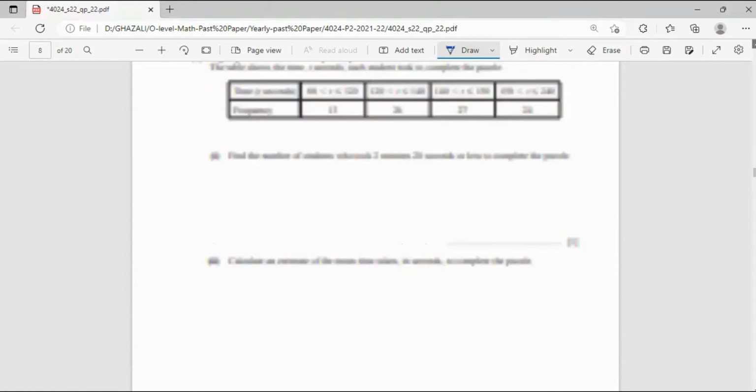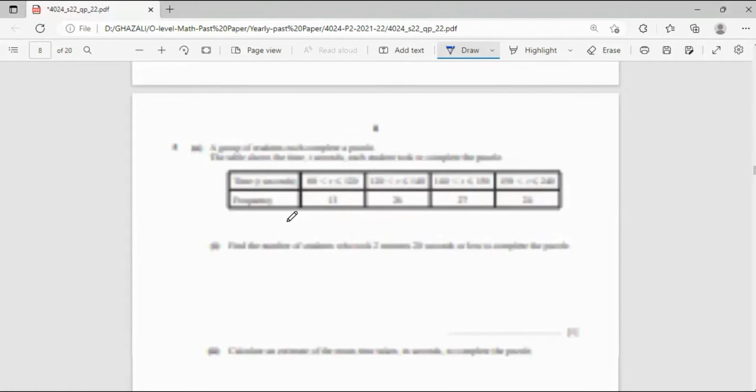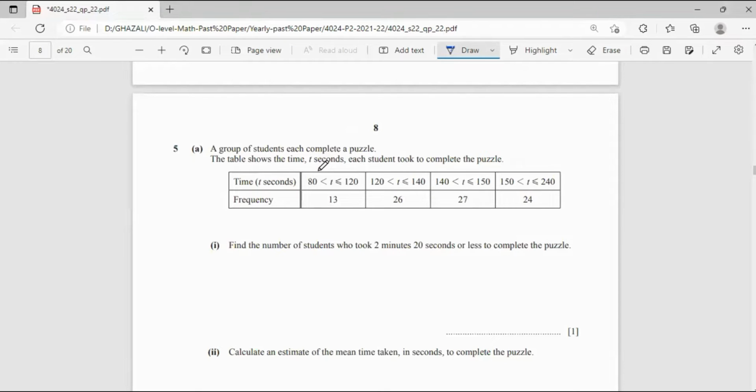Next question is: a group of students each complete a puzzle. The table shows the time in seconds each student took to complete the puzzle. Times are given as 80 to 120 seconds, 120 to 140 seconds, 140 to 150 seconds, and 150 to 240 seconds. Find the number of students who took 2 minutes 20 seconds or less to complete the puzzle.